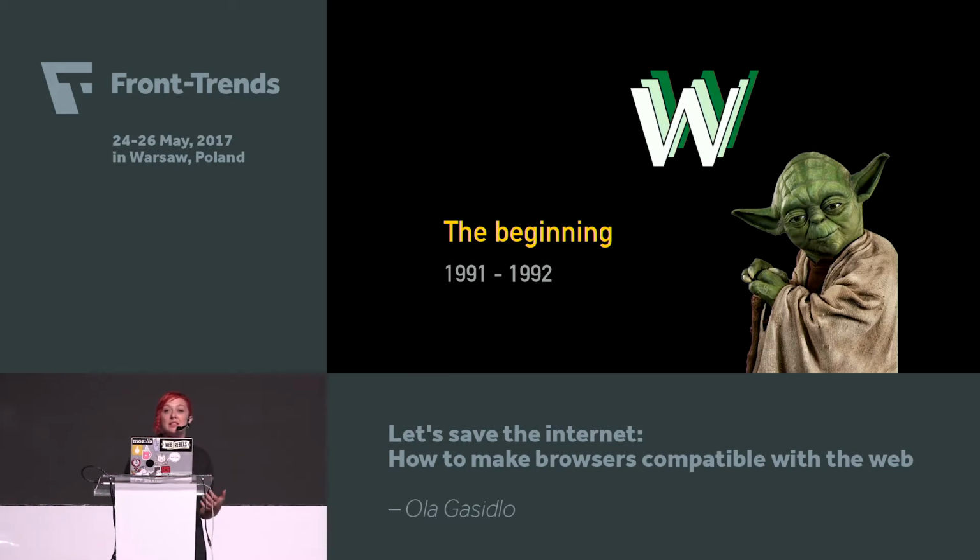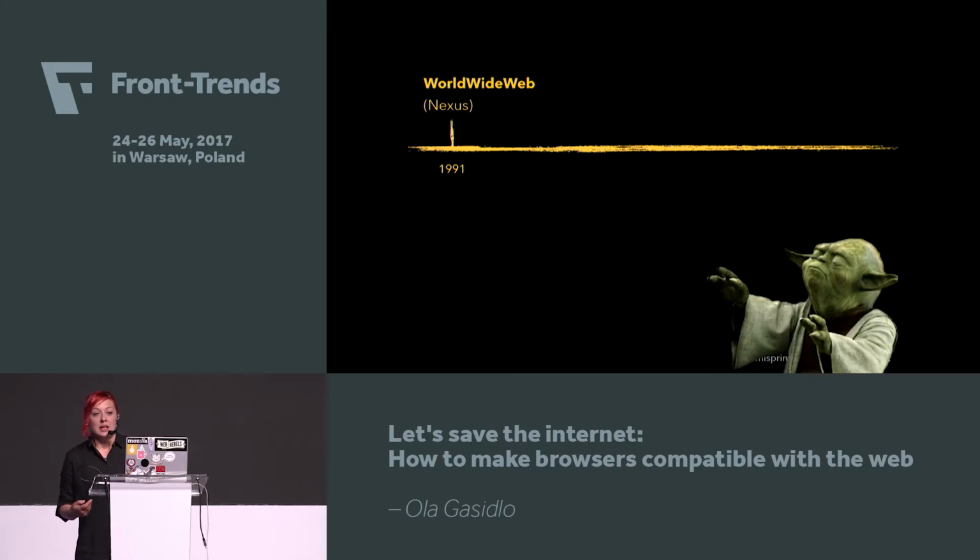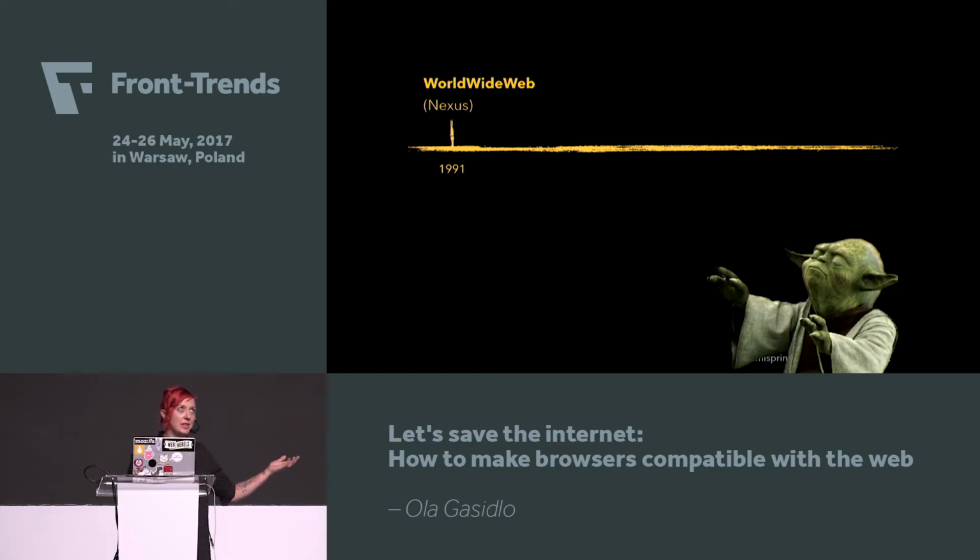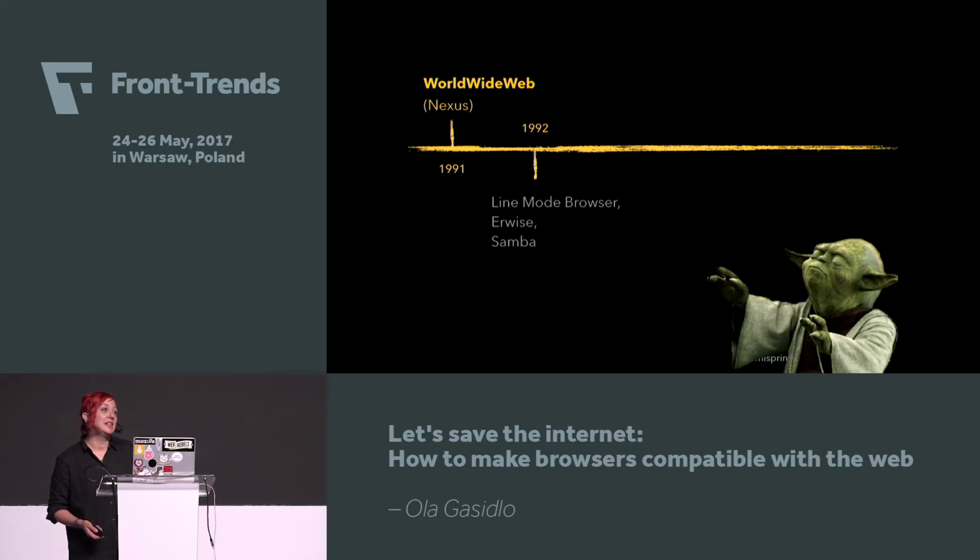So he invented, in the 1980s, like at the end of it, this thing called the web. He didn't invent the internet. He also invented the very first browser called WorldWideWeb, which was changed to Nexus for very obvious reasons. By the end of 1992, other browsers appeared, like Lynx, Viola, Samba. We all remember them, right?